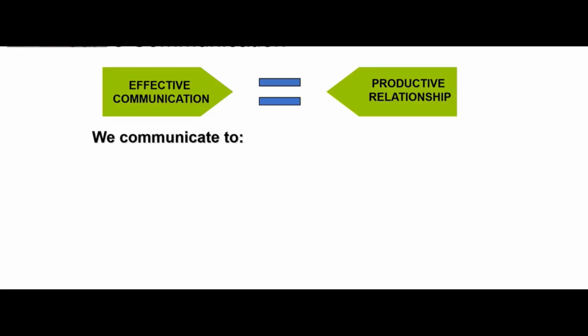Effective communication makes for a productive relationship. That means in any field, whether in family, in interpersonal relationships, or in a relationship between your creditors, investors, consumers, customers and you, effective communication is always a productive relationship. Without effective communication, it is very difficult to establish a productive relationship. We communicate for what? We communicate for getting information. Are you understanding? We communicate for getting information.